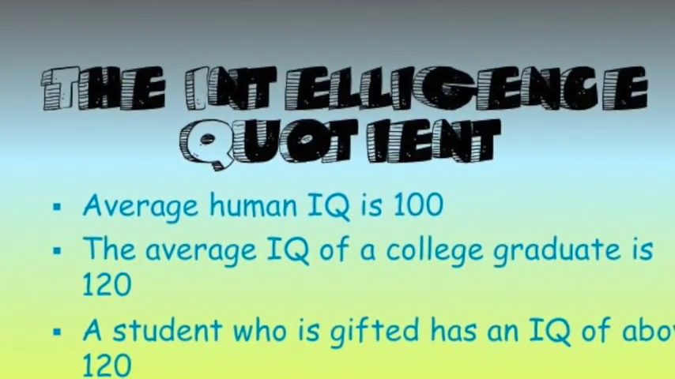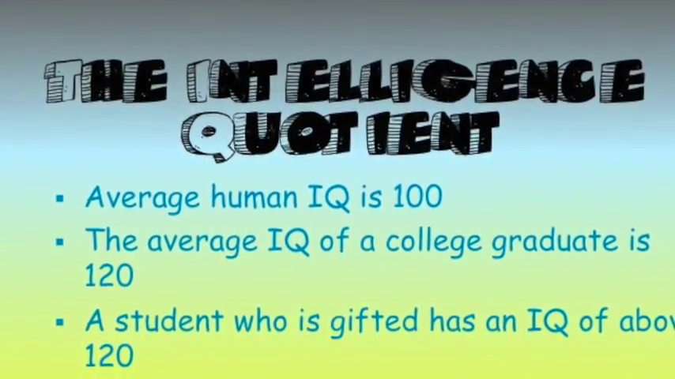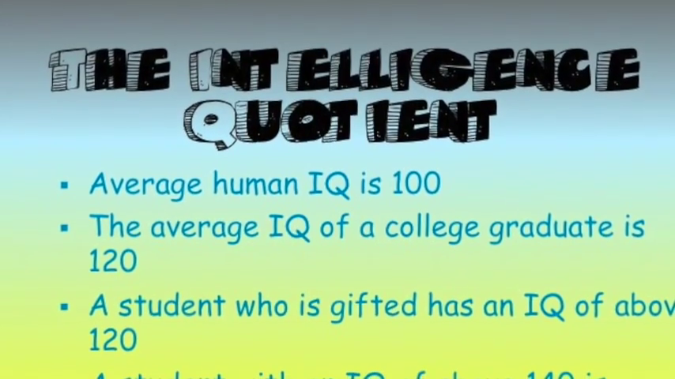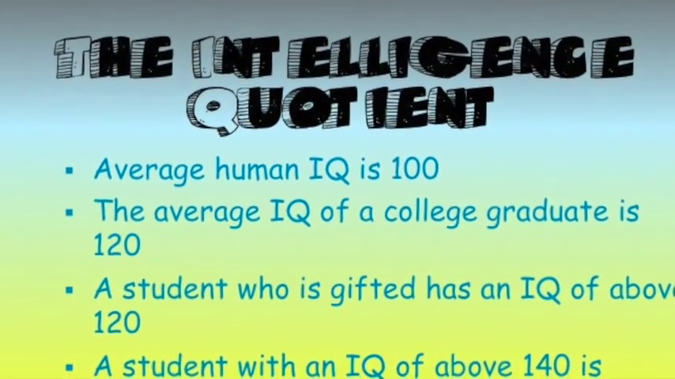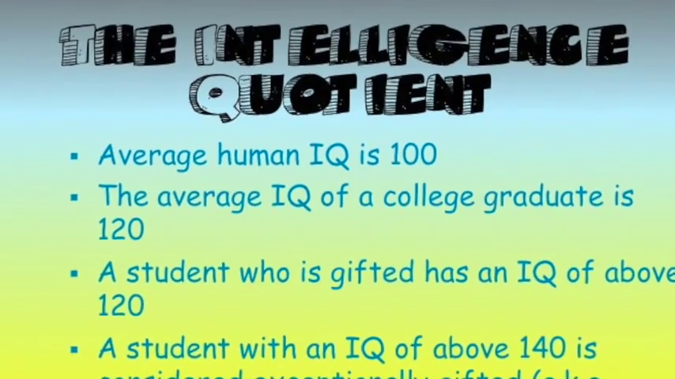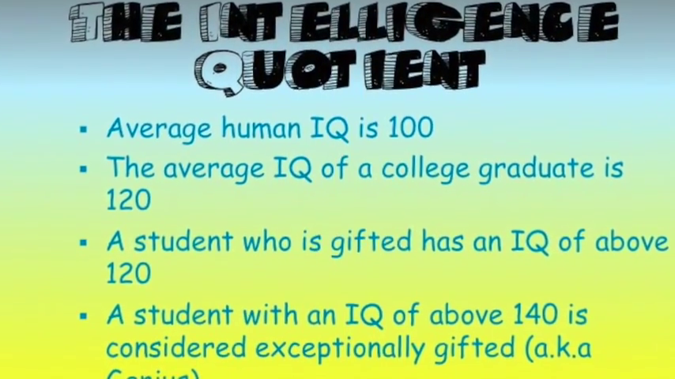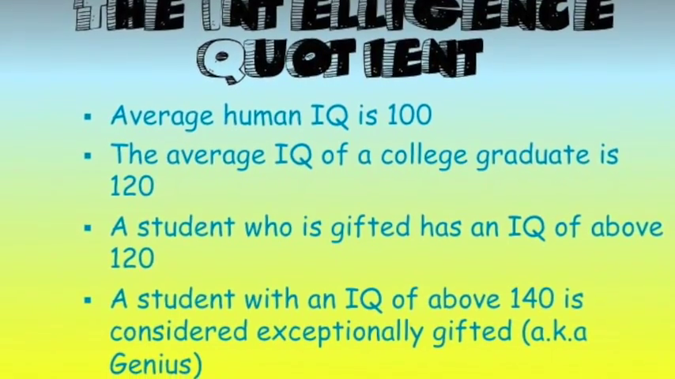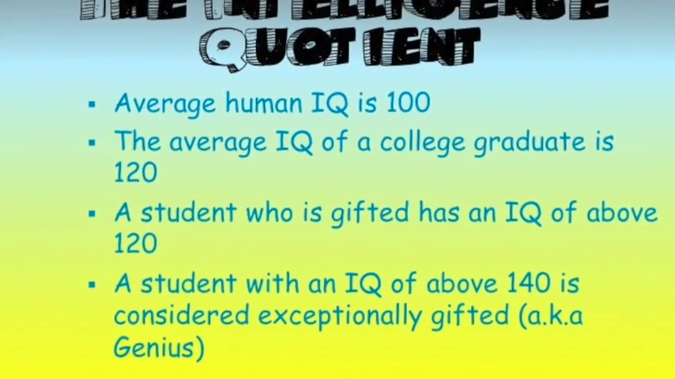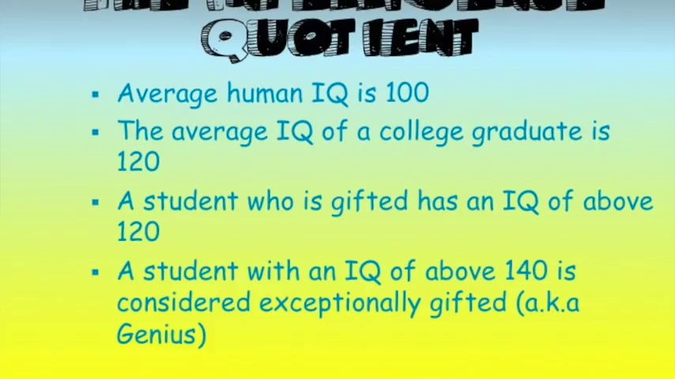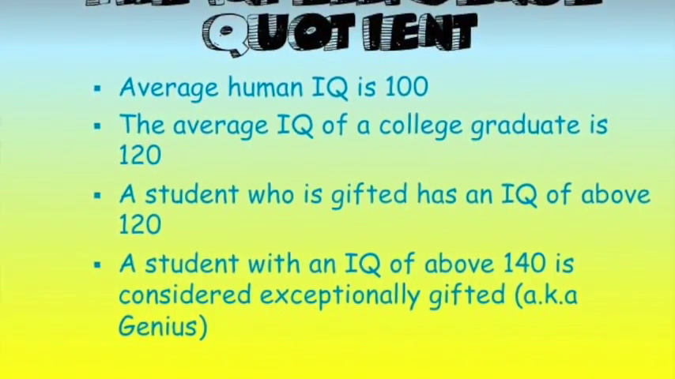One of the more popular types of giftedness is intelligence. And one way to measure that intelligence is through the intelligence quotient, or the IQ. The average human is 100. The average IQ of a college graduate is 120. A student who is gifted has an IQ of above 120.